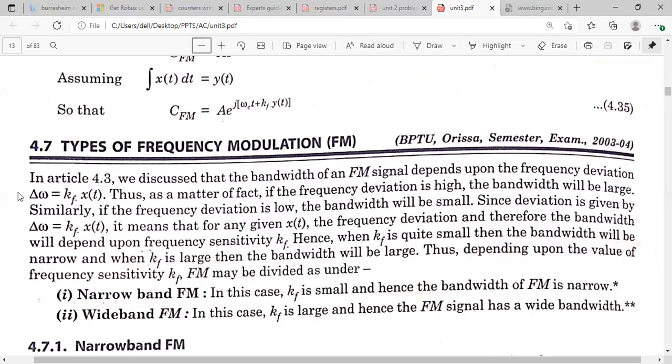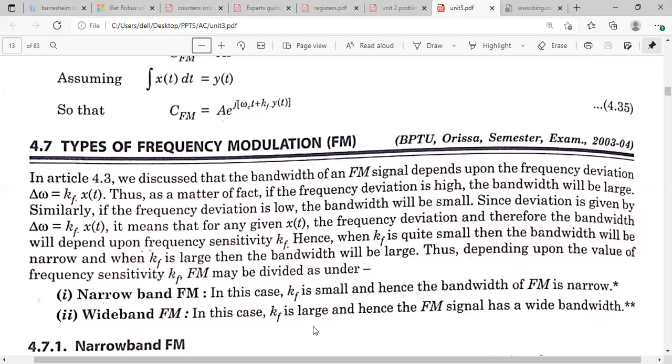So from this, the bandwidth is directly proportional to the frequency deviation, and also directly proportional to the frequency sensitivity factor. For example, if the frequency sensitivity is less than 1, that is a small value, that is narrow band FM. So if KF is very small, meaning less than 1, the output of the FM is narrow. The bandwidth of the FM wave is very narrow. So narrow bandwidth means a very small bandwidth, that is the meaning.